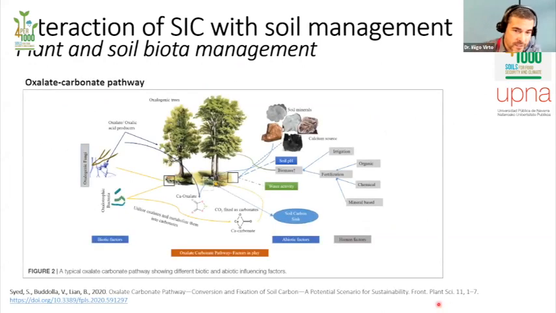We can see in this very nice picture published by Syed and collaborators that some plants that we call oxalogenic plants can add calcium oxalate to the soil, either in the form of litter that decomposes, or in the form of root exudates, or because they live in association with oxalogenic fungi. And the point here is that in the soil, trophic bacteria exist that can use oxalate, calcium oxalate, as their source of energy and carbon. And in the process of degradation in this pathway, calcium carbonate is produced.